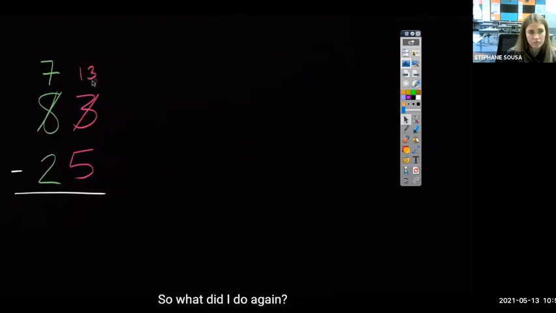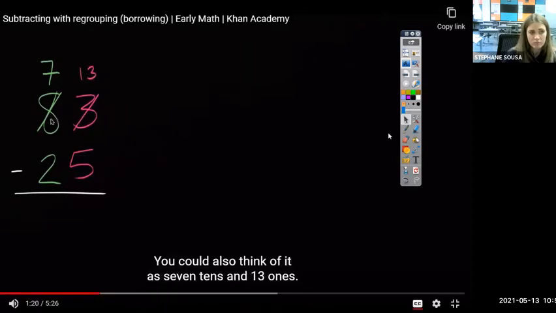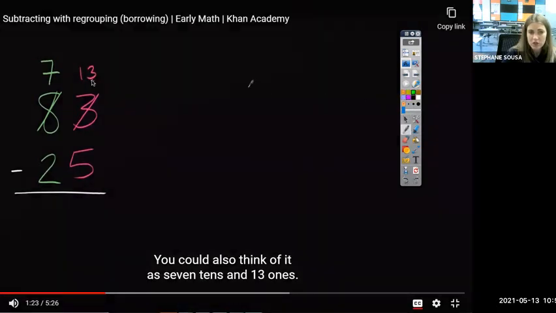So what did I do again? 83 is 8 tens and 3 ones. You could also think of it as 7 tens and 13 ones. Okay, so what I want us to remember here, nothing changed. The value has not changed. Here's 8 tens and 3 ones.